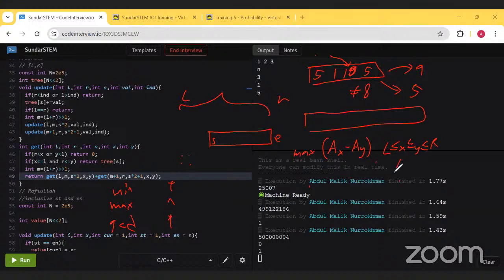If in the past problem we stored the minimum and maximum, here if we make the problem like this, then we have to store three values: minimum, maximum, and answer. Okay, this is the hint. Did you get the idea?